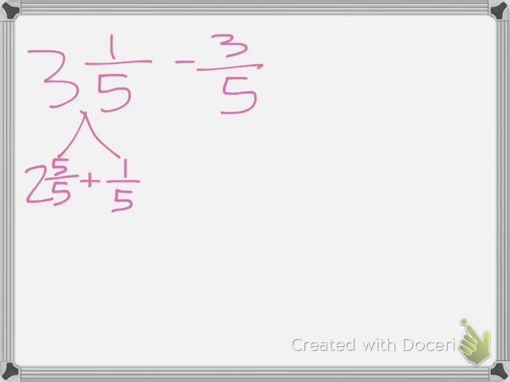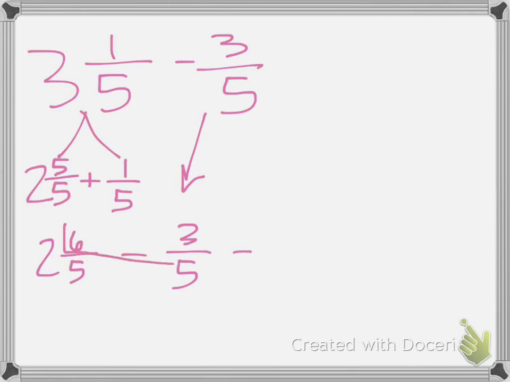Add those together. Remember, 3 wholes is the same as 2 and 5/5 because 5/5 is equal to 1 and 2 plus 1 equals 3. I'm going to squish those together. Oops. 5 plus 1 equals 6/5. And remember, I'm bringing this down and subtracting 3/5. Hey, now I can do 6 take away 3.